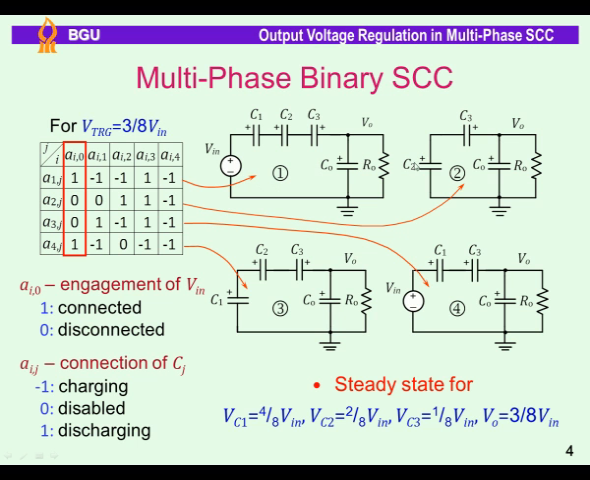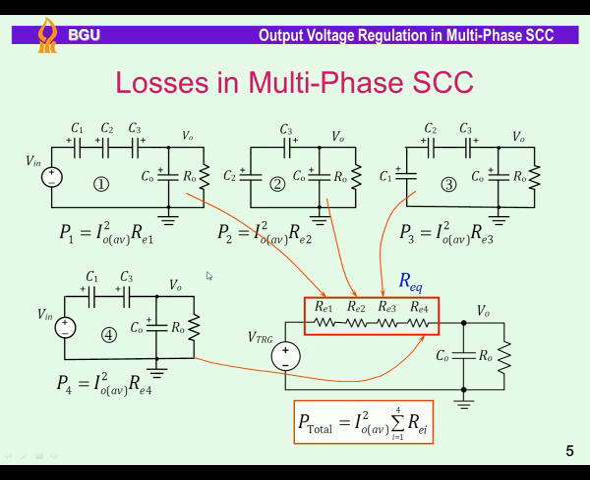When these four topologies cycle, the converter arrives at the steady state with constant binary voltages across the flying capacitors and constant output voltage of 3/8 of Vin. Due to charging or discharging of the flying capacitors, the power is lost in each topology. Using the average output current as a common reference, we can express each partial power loss as the square of the average output current times the corresponding partial equivalent resistor.